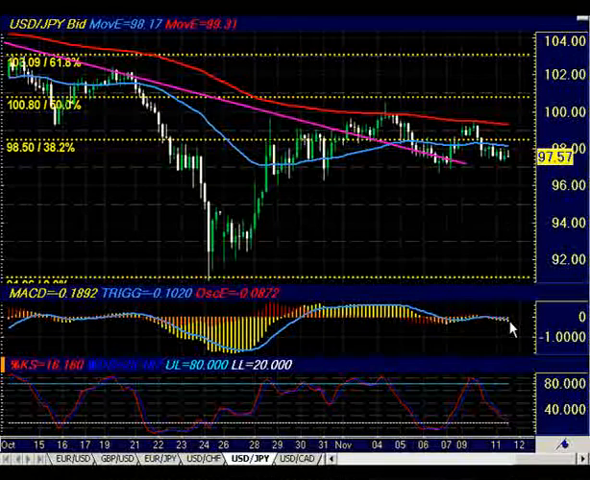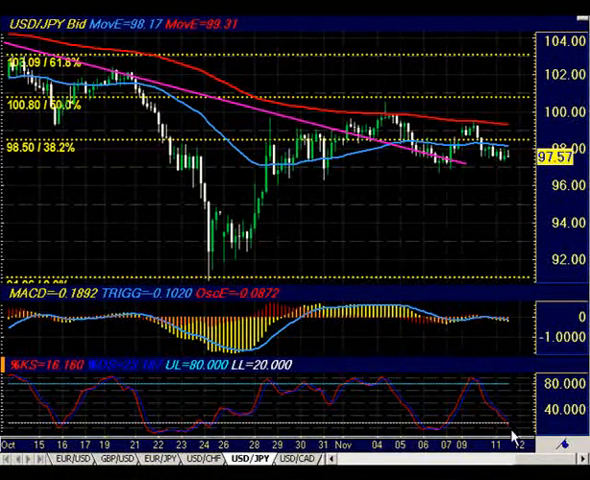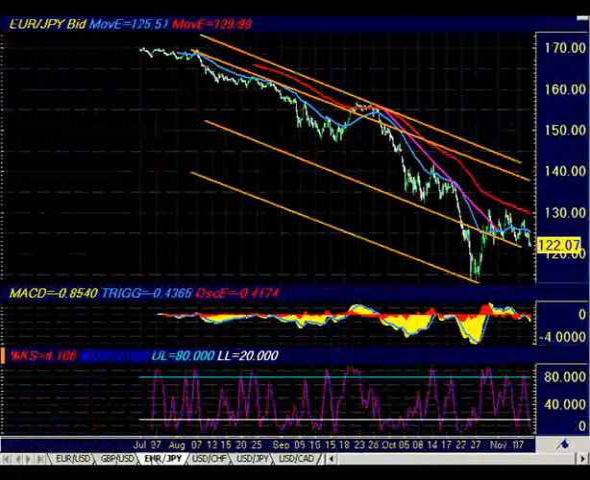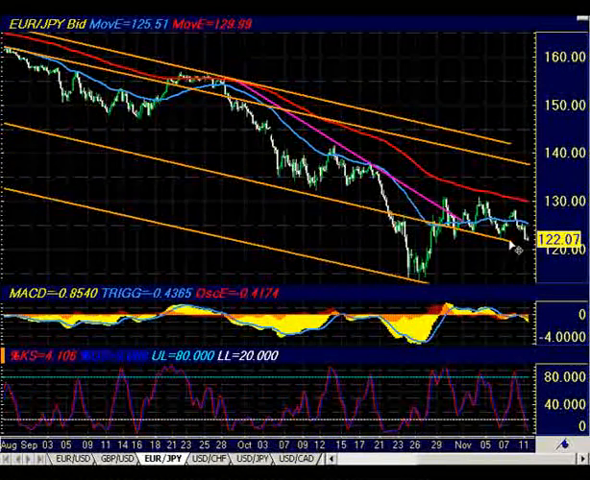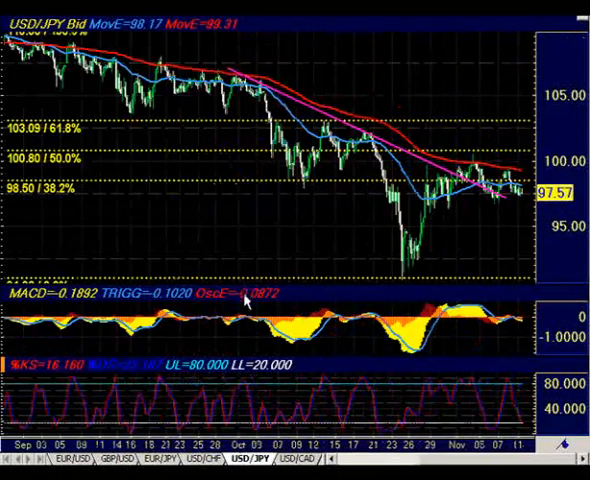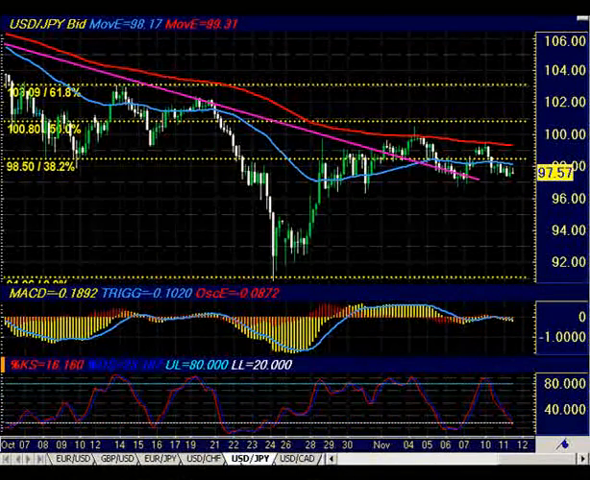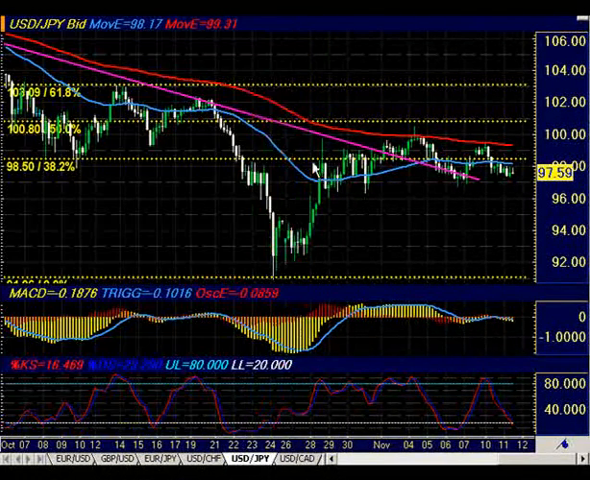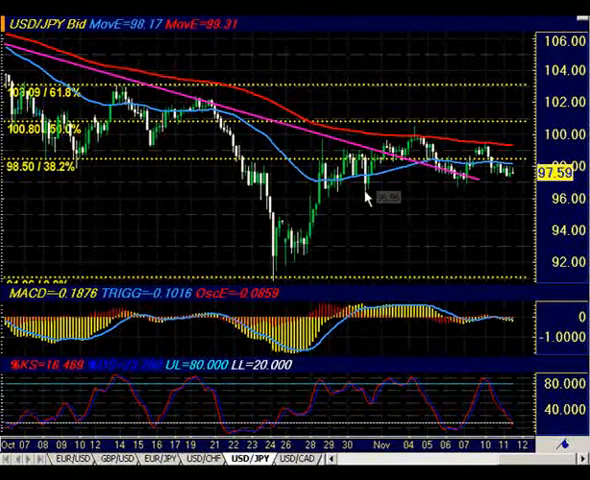A little bit of MACD pressure to the downside right now, combined with the stochastics coming through 20. You're going to have to look at euro yen for clues. If it breaks through this trend channel, I don't think the dollar yen is going to be able to hold on to these levels, and we may have to see pushes to 95.50. So that's our outlook. Let's check the levels. There you see 95.78, 92.70, 92.65 are the levels for the yen, to see if it can break out of this range that we've been in for the better part of the last couple of weeks.